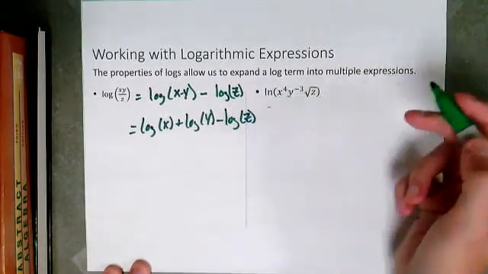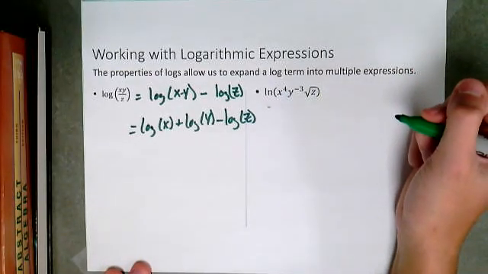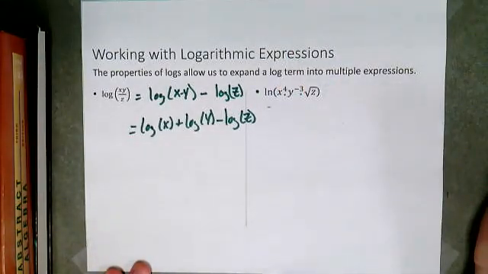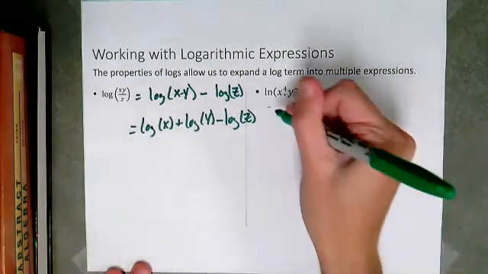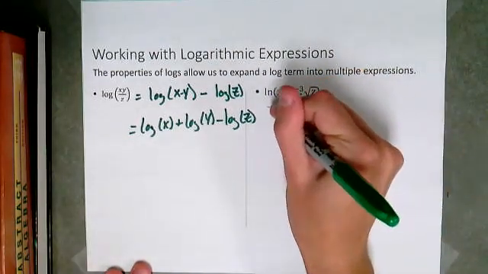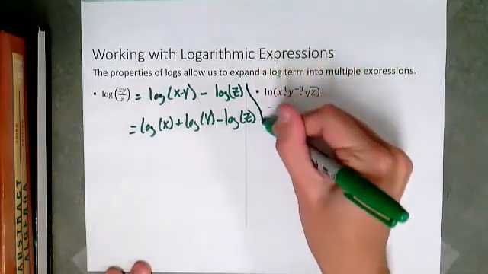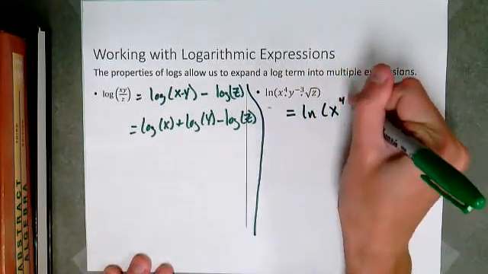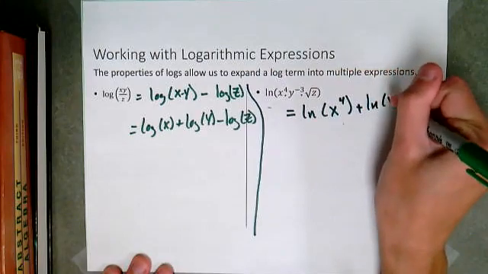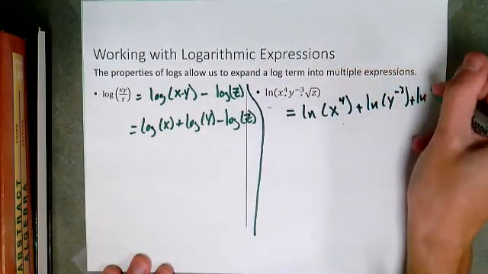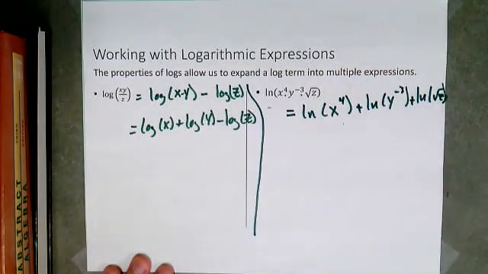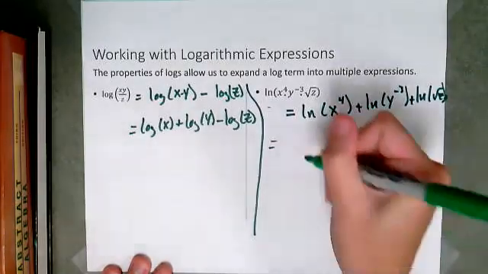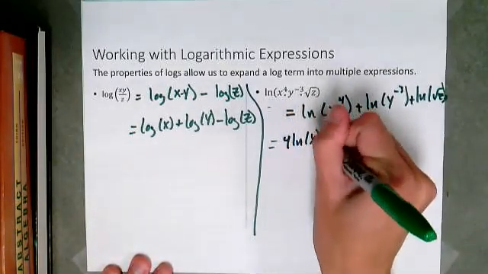All right, for this guy, well, there's a lot we can do. So this is x to the 4th times y to the negative 3 times z to the 1/2. It's the radical of z. So we can break this up into a whole bunch of addition things. Natural log of x to the 4th plus natural log of y to the negative 3 plus natural log of the square root of z. Okay? Natural log of x to the 4th, we can bring that 4 down. So we get 4 natural log of x.